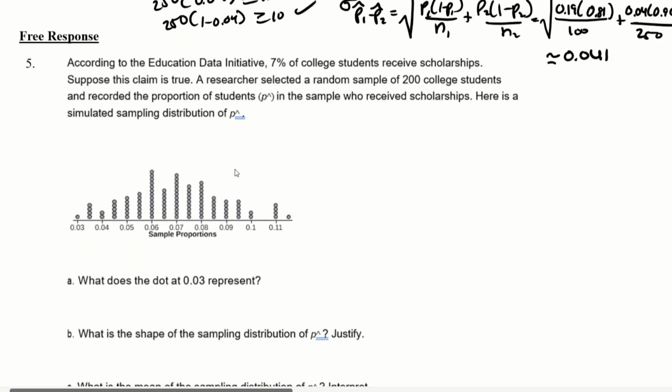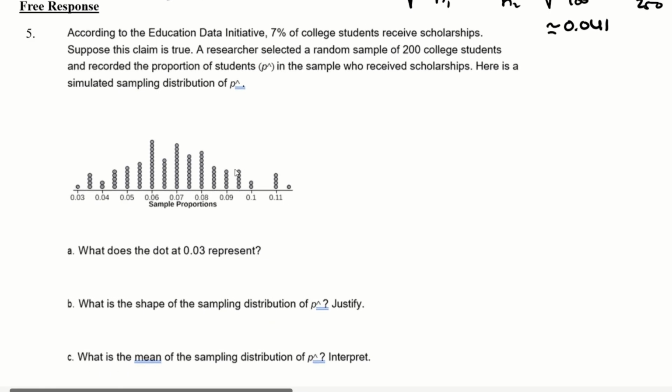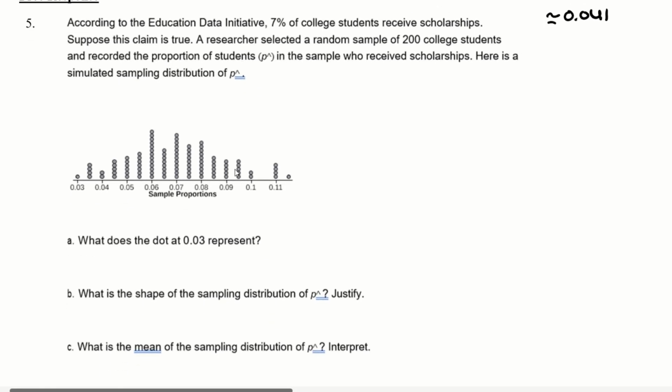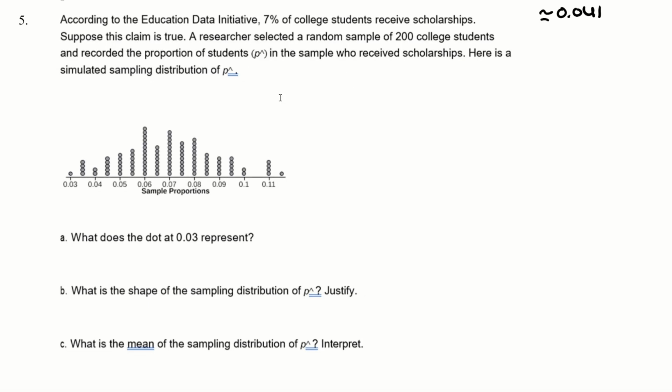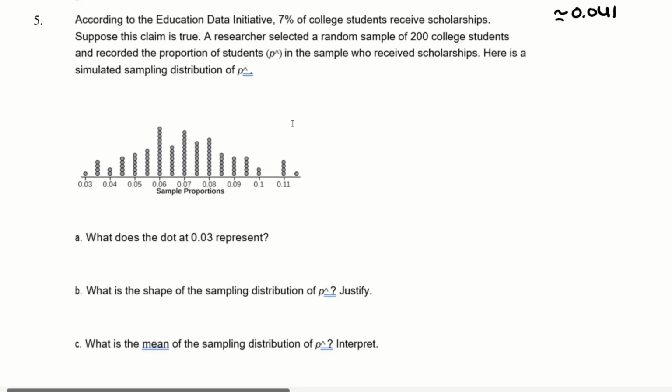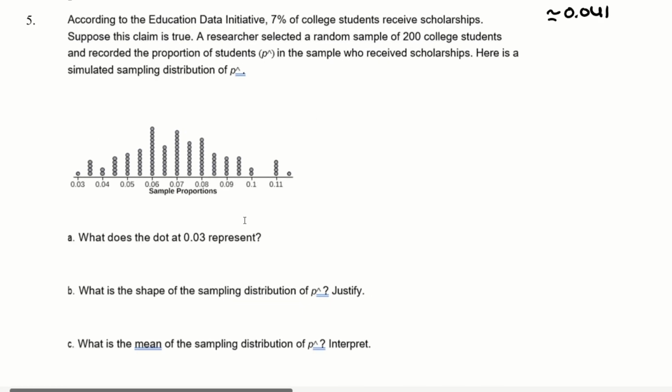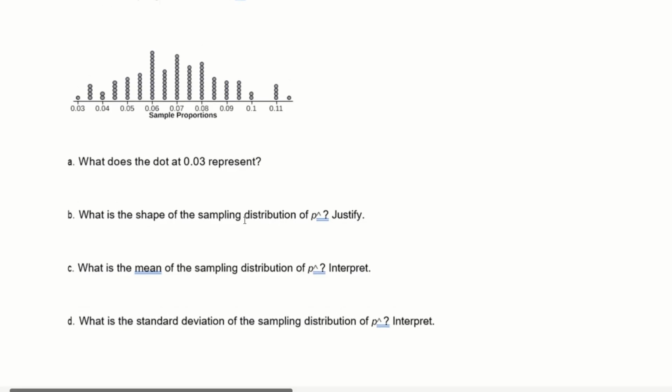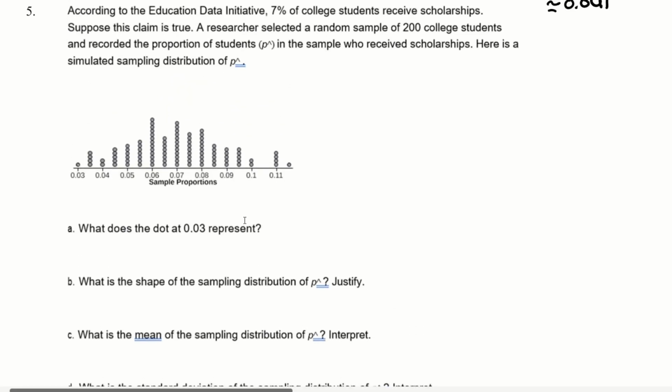All right, so let's look at the free response. According to the Education Data Initiative, 7% of college students receive scholarships. Suppose this claim is true. Researchers selected a random sample of 200 college students and recorded the proportion of students in the sample who received scholarships. Here's a simulated sampling distribution of p-hat. They're asking what does the dot at 0.03 represent?